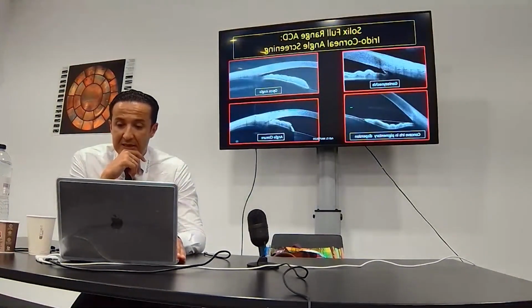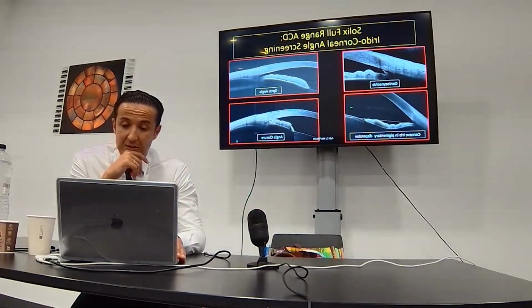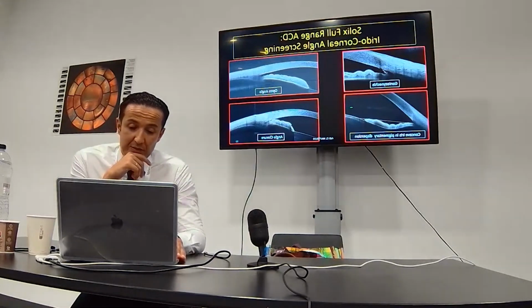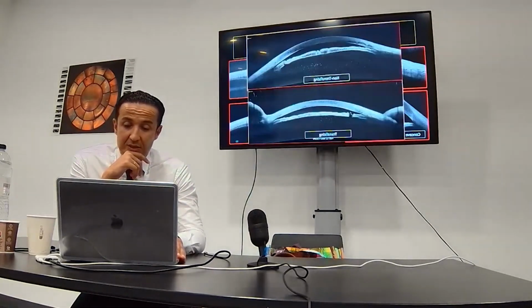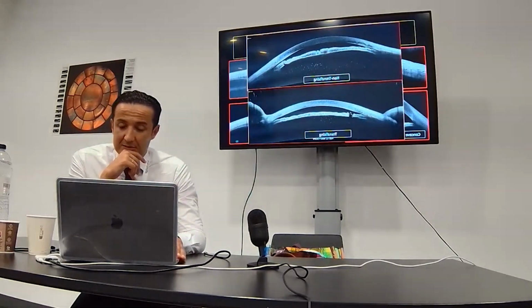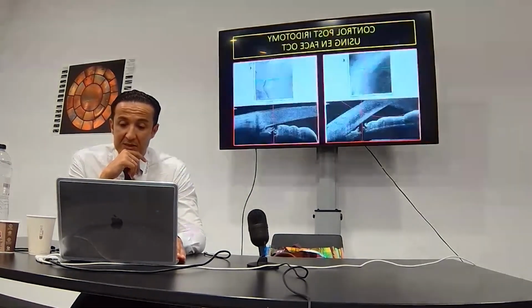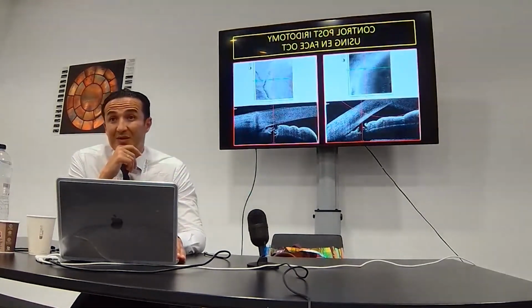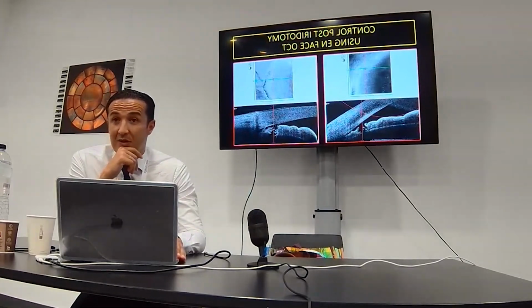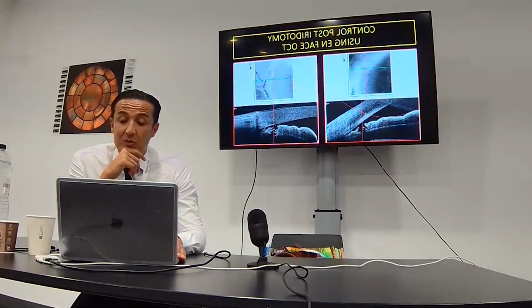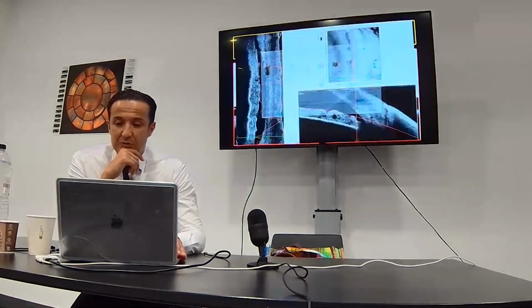You can analyze the angle, in this case of keratoconus initial, concave iris in pigmentary dispersion, open angle and angle closure. You can check the iridotomy, if it is non-transfixing or transfixing. And you can also use the 3D approach with the en-face OCT to check the iridotomy.